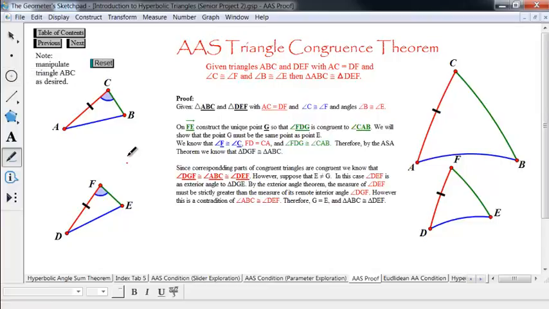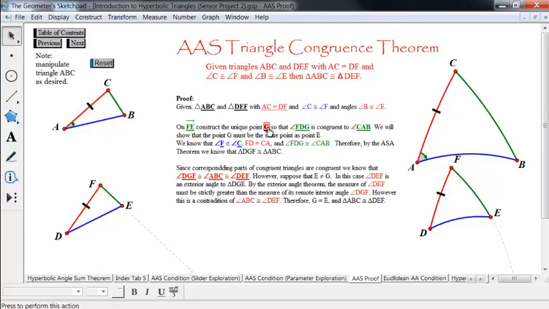Actually, he has that later, so. Okay. And B and E are congruent. So, alright, so on FE, make the ray FE. There's a unique point G out here somewhere, so that FDG is congruent to CAB. So this angle here. So let's start over again. Draw the ray at FE.